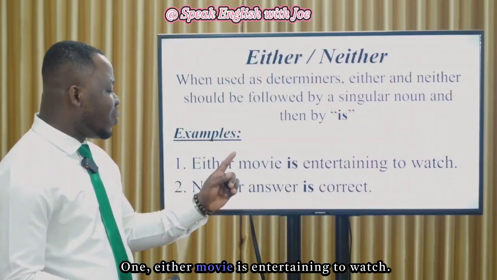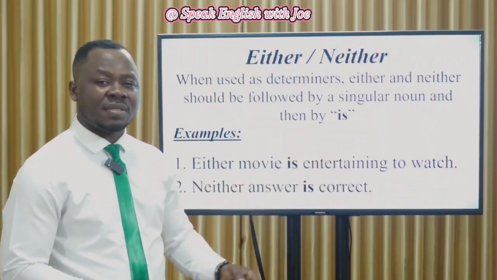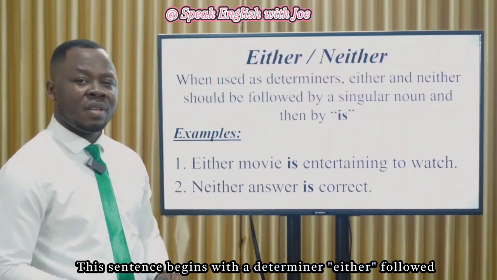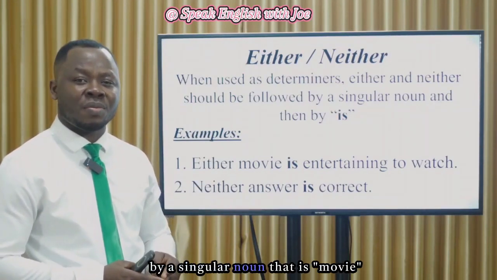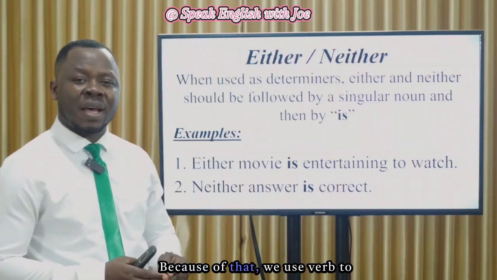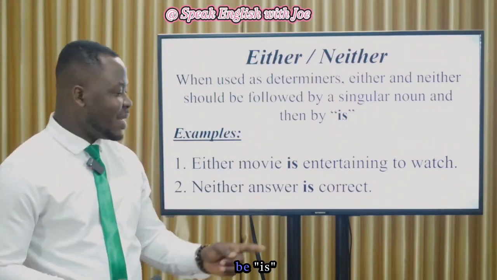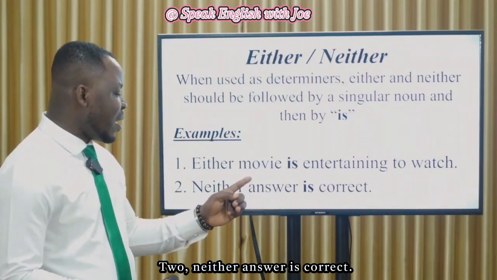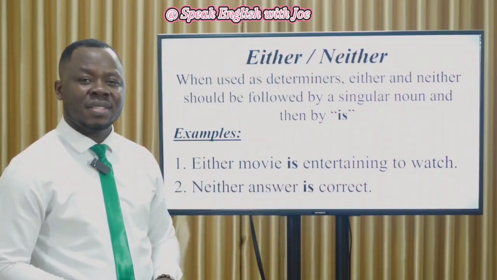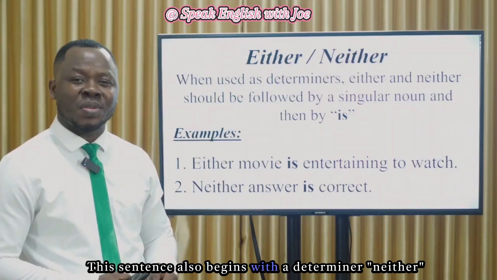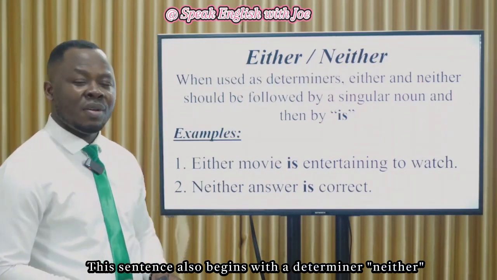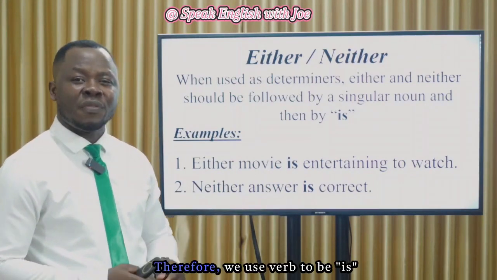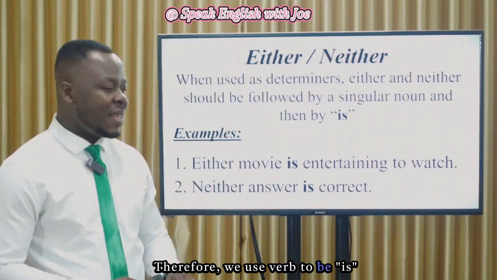1. Either movie is entertaining to watch. This sentence begins with a determiner either, followed by a singular noun, that is movie. Because of that, we use verb to be is. 2. Neither answer is correct. This sentence also begins with a determiner neither, followed by a singular noun, that is answer. Therefore, we use verb to be is.